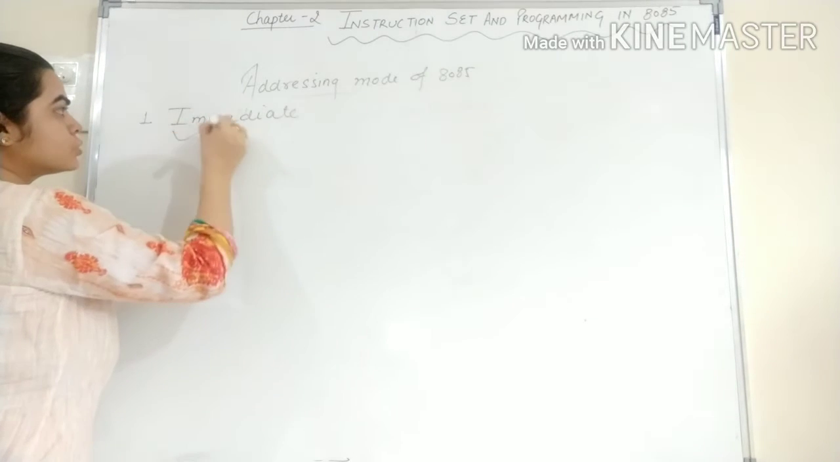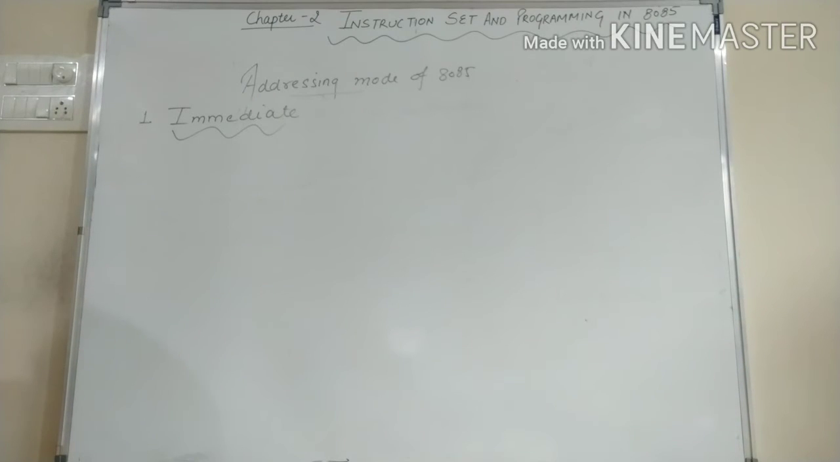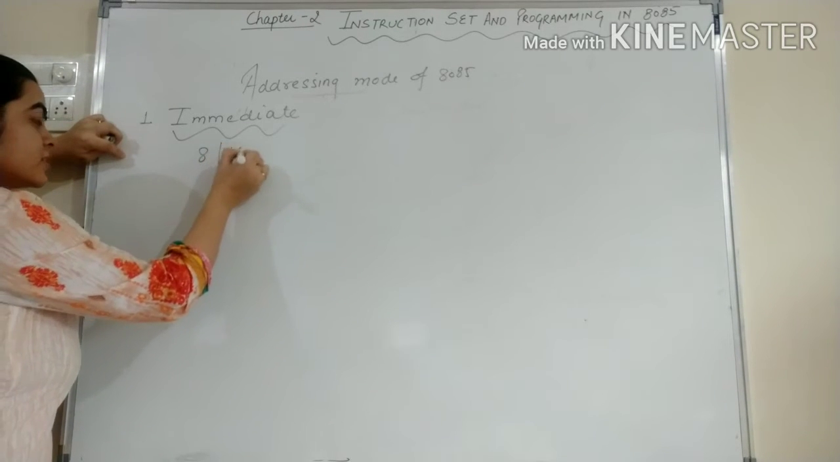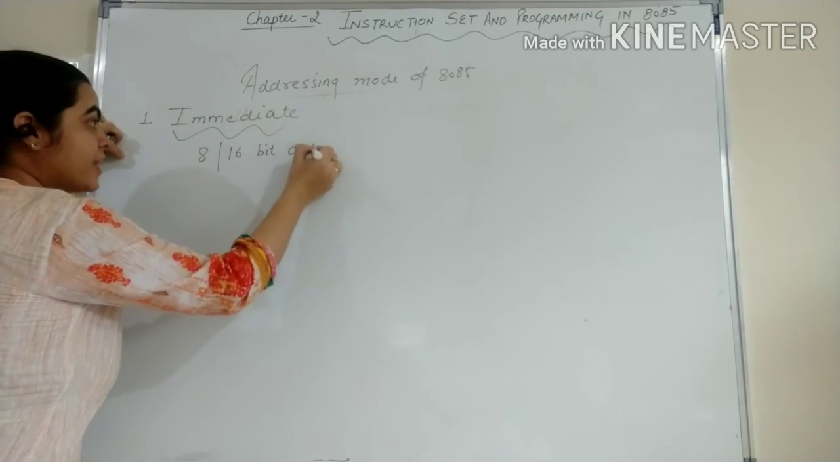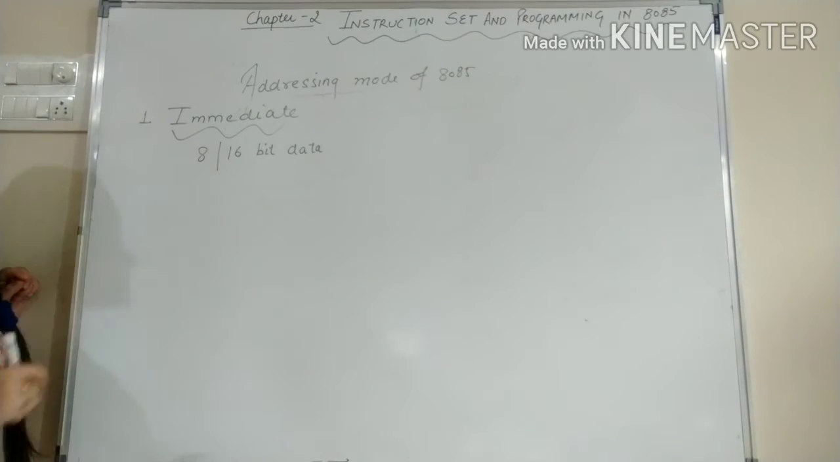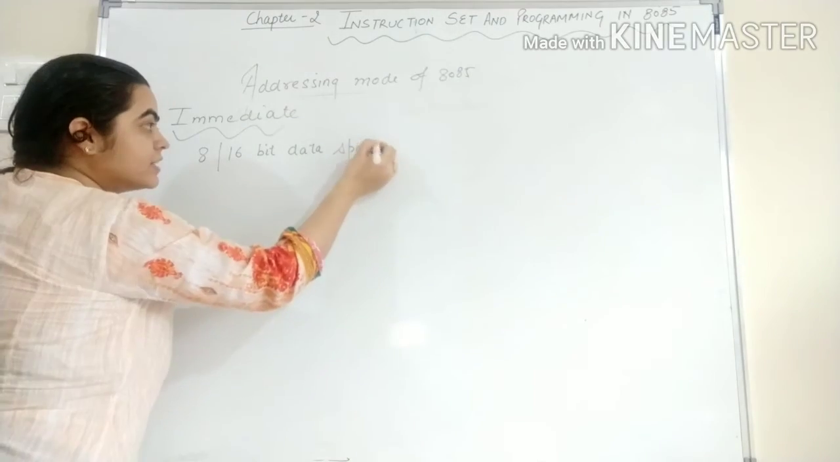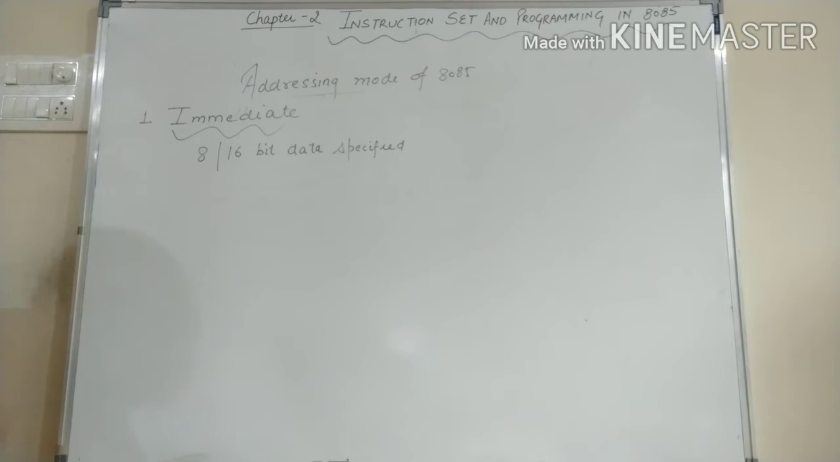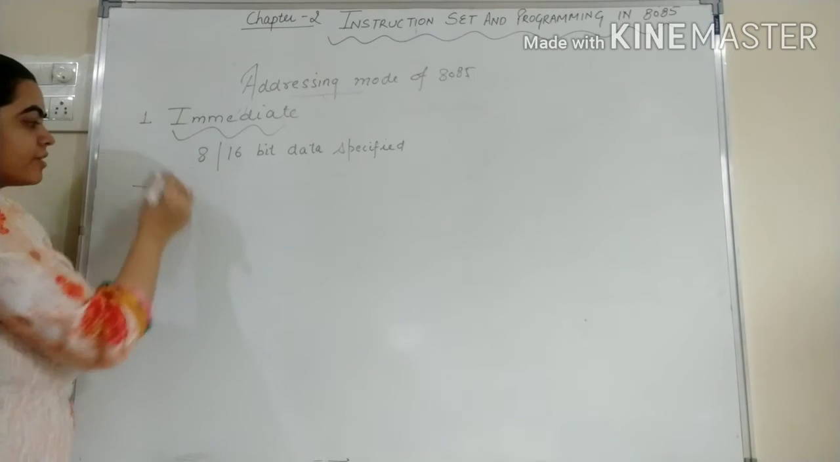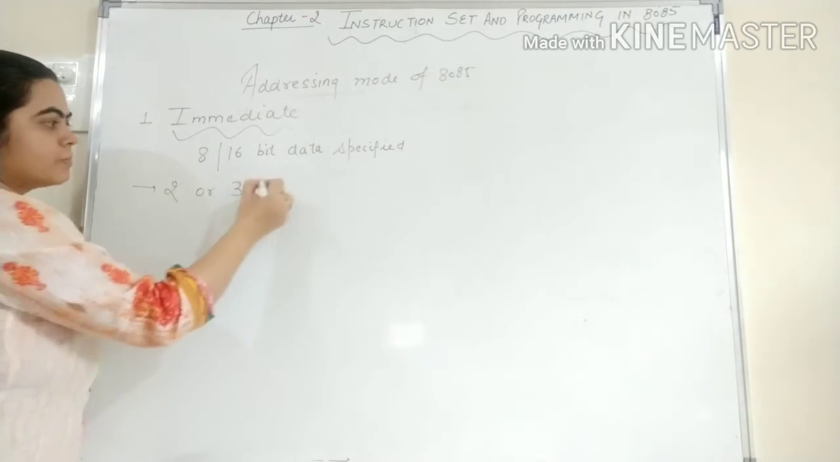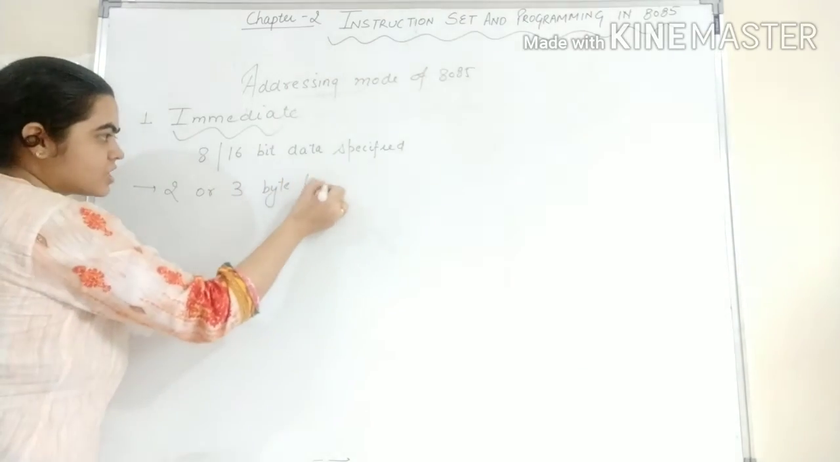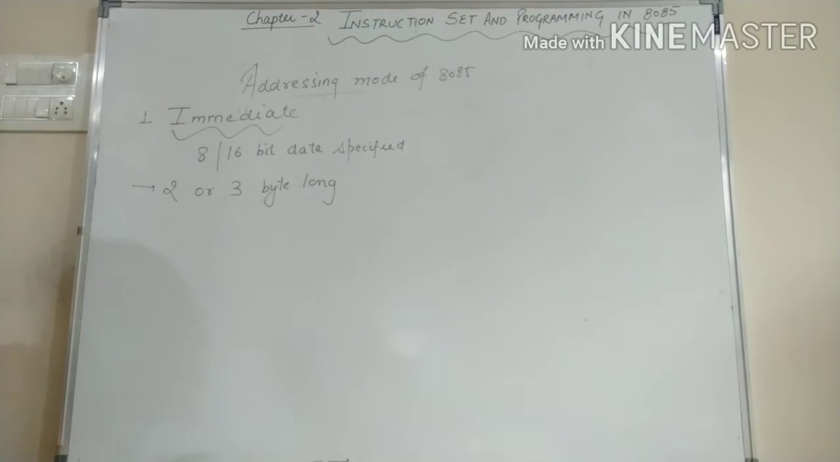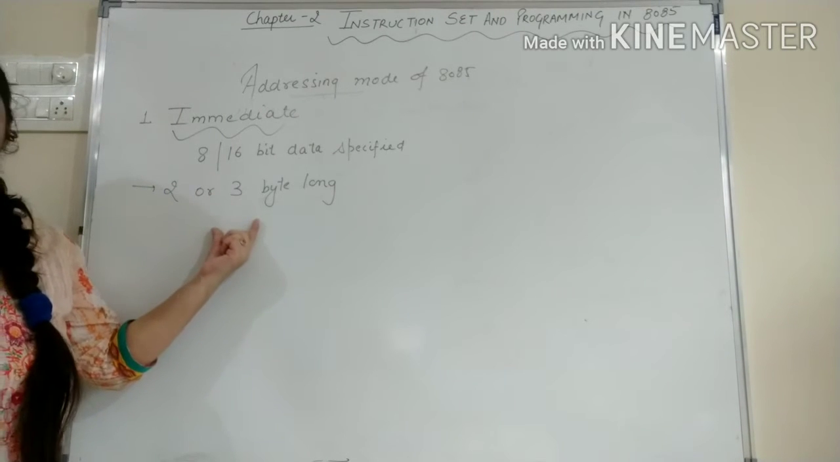Immediate addressing mode. Students, immediate addressing mode is the addressing mode where 8 or 16 bit data is specified directly in the instruction. So these types of instructions are either 2 or 3 bytes long.